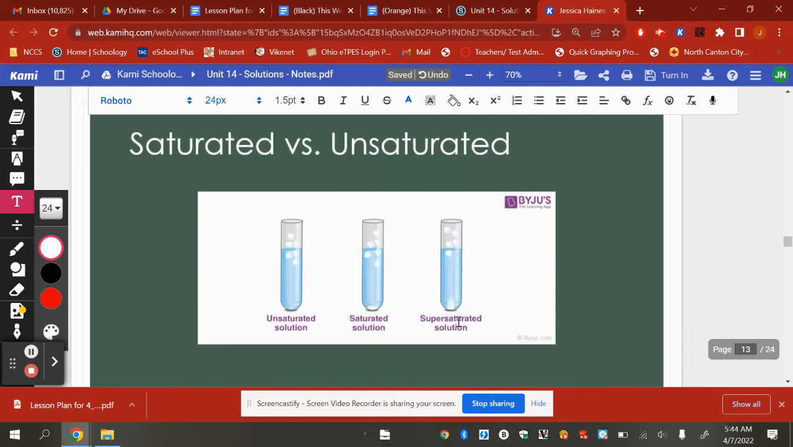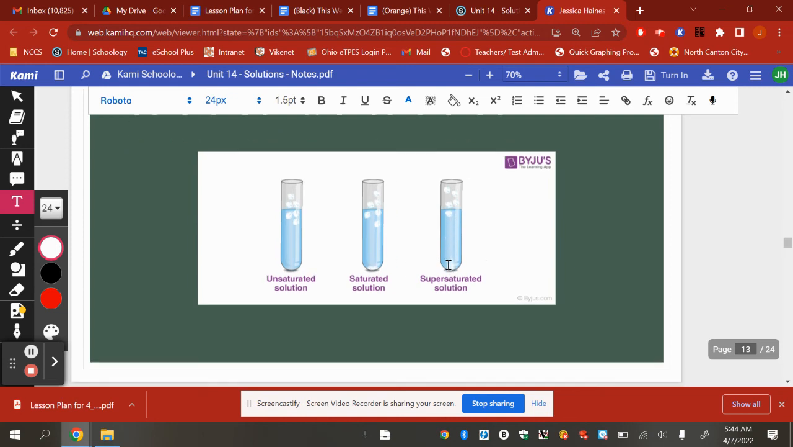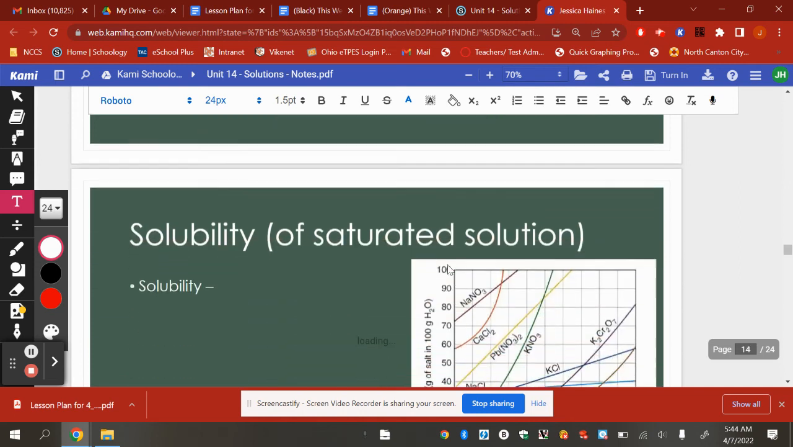So here's a picture example. Obviously unsaturated, you don't have anything settling out at the bottom. Saturated, it means it's holding as much as it can. If you put any more in, it will settle at the bottom. And supersaturated basically starts to form crystal towers, just like rock candy does. All right.